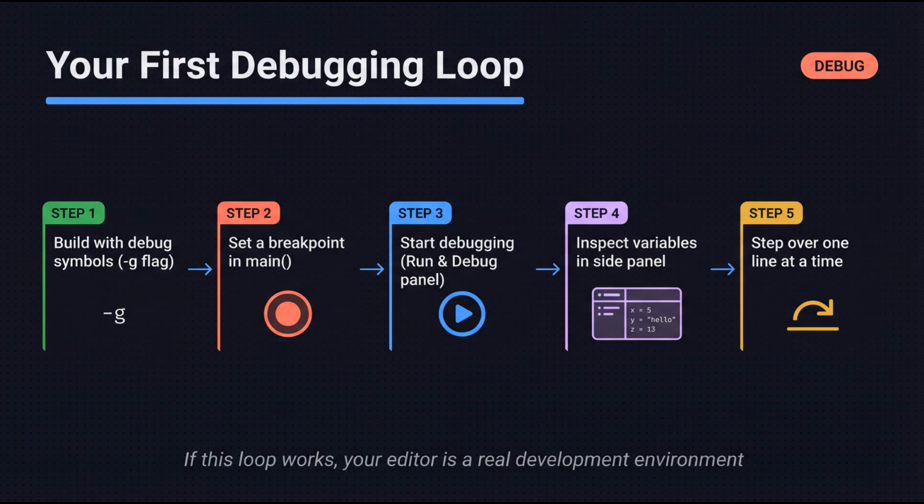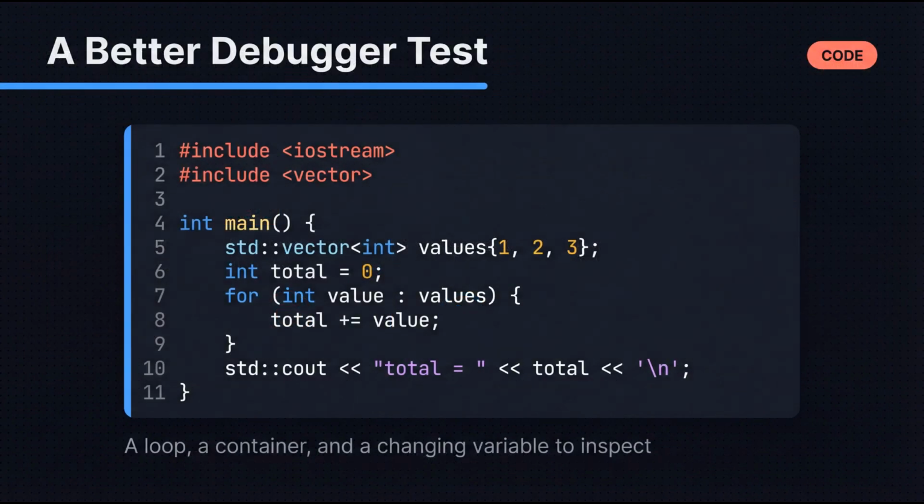Your editor has moved beyond syntax coloring. It's now a real development environment. Hello World is fine for testing compilation, but it's a poor test for debugging. There's nothing to inspect. No loop, no changing state. Here's a better program for testing your debugger.